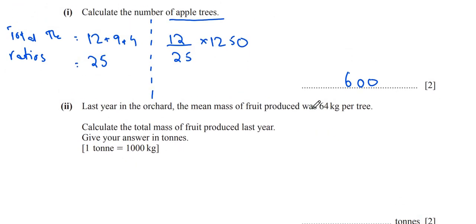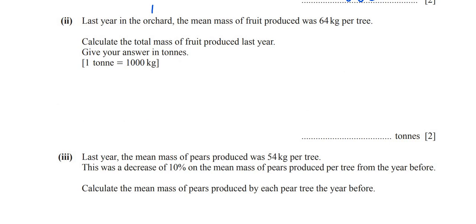Next question, it says last year in the orchard the mean mass of fruit produced was 64 kg per tree. Calculate the total mass of fruit produced last year. So look, 64 is per tree and there were 1250 trees, so this becomes 80,000.